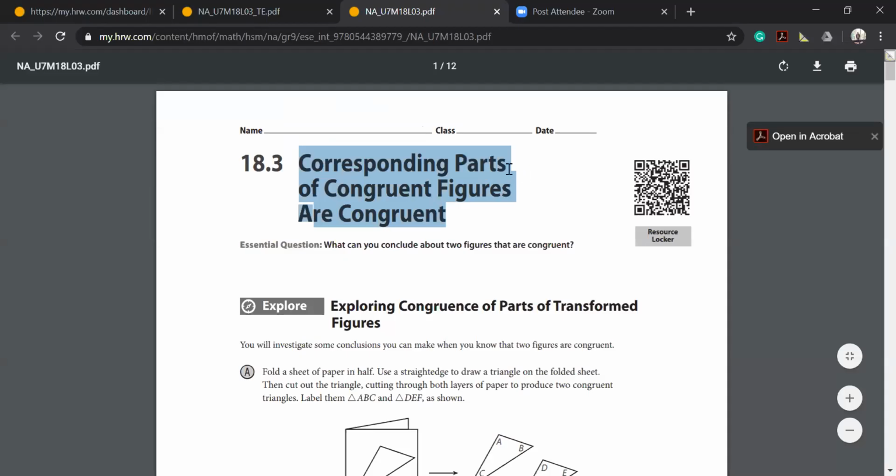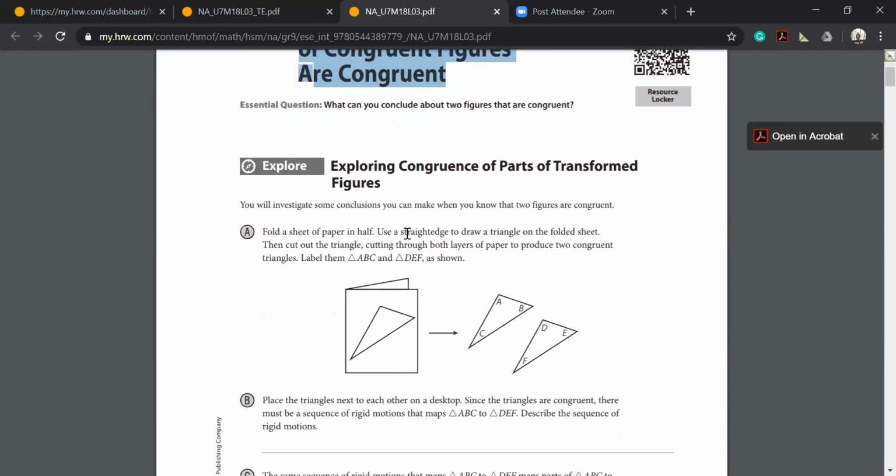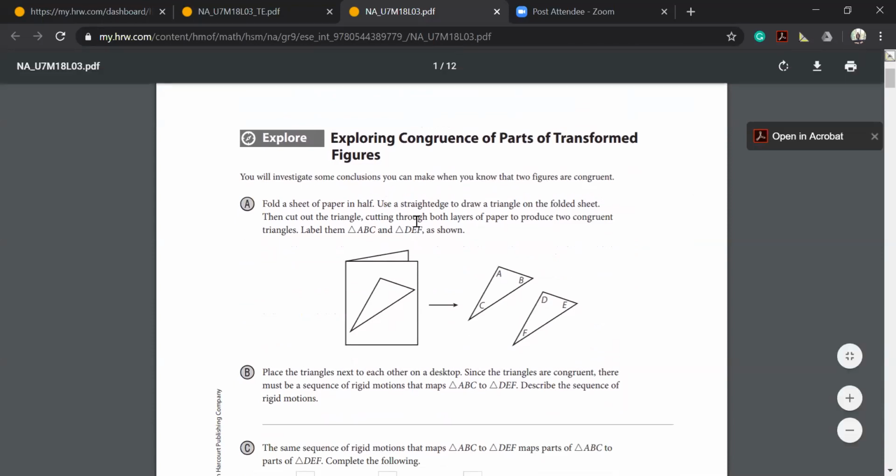So corresponding parts of congruent figures are congruent. Many things in front of each other in two congruent figures are congruent. We will see what this is as we go. Okay, first of all, fold a sheet of paper in half, use a strategy to draw a triangle on the folded sheet, whatever, to produce two congruent triangles. This is what I'm caring for, beginning from here.